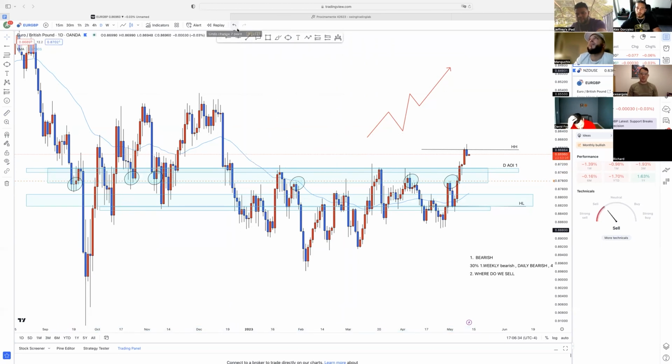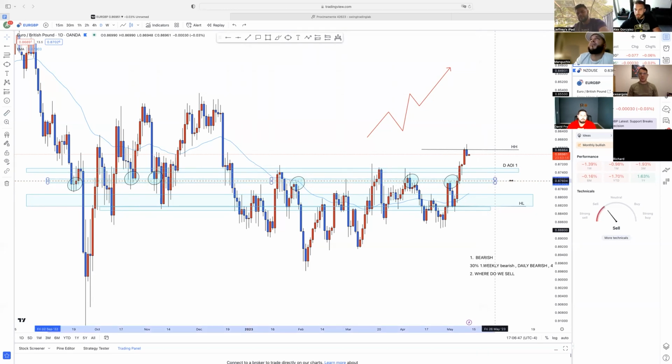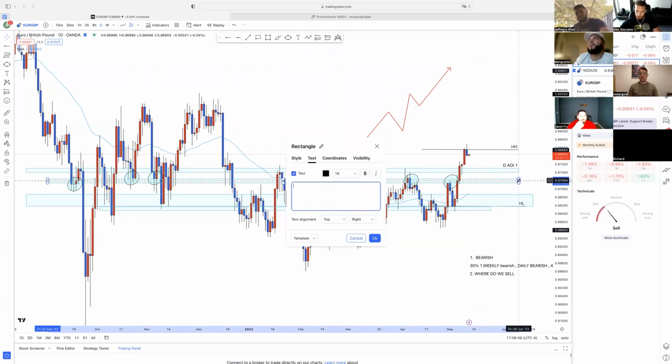Because it's going to look like a lot more, as those pairs have a lot of movement. On Euro GBP it's not much, but this pair doesn't move much, so it kind of correlates, right? You can't base it off of a number of pips because every pair is different. So we would mark this off as daily area of interest 2.